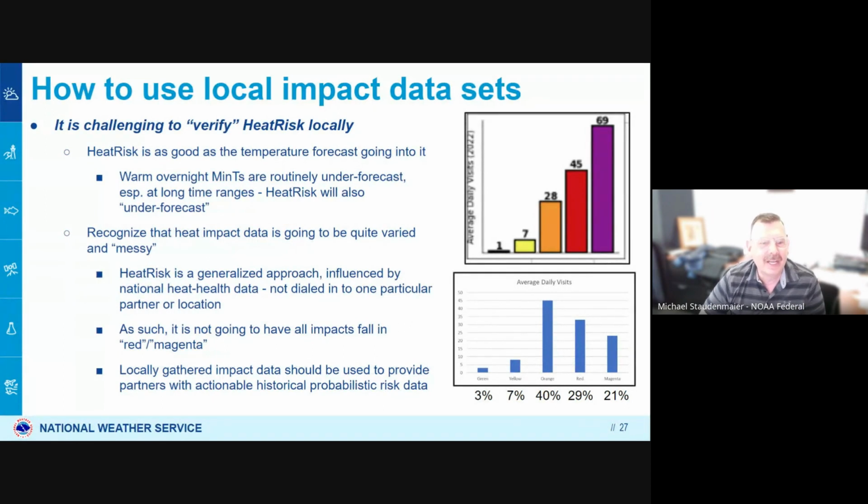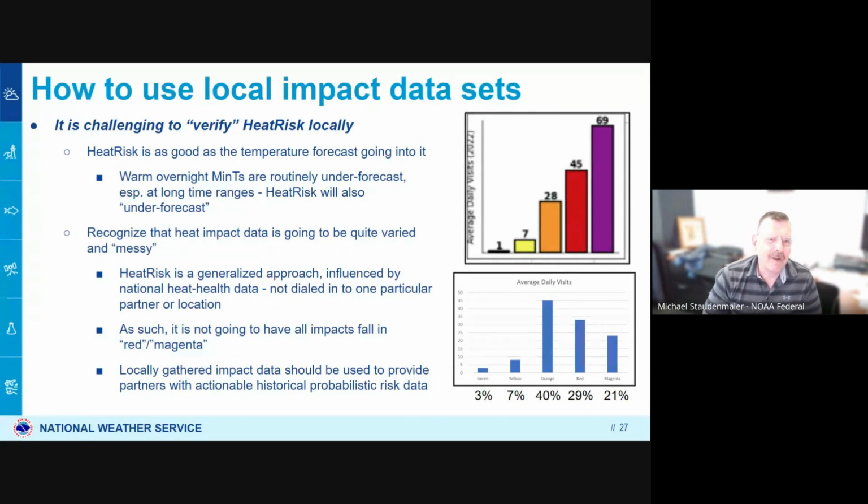The bottom line is that impacts due to any weather hazard are intertwined with many other human and societal factors that make the data sets more messy to deal with as they get more localized. That's why we verify heat risk with national data sets when possible, to get the bigger picture of how it's verifying with a long enough and a robust enough data set to iron out those local issues.